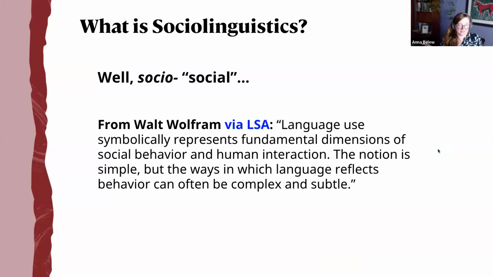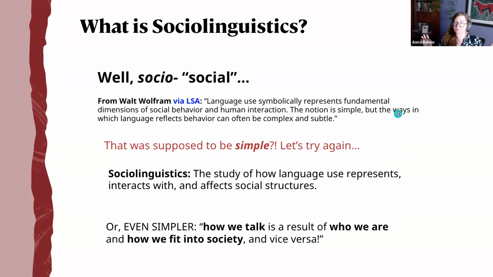So let's start with what exactly are we even talking about today? Well, we can get some clues from the term sociolinguistics itself. We know we've been talking about linguistics, so what's this socio part? Well, that means social. And so the eminent sociolinguist Walt Wolfram offered the following definition. Language use symbolically represents fundamental distinctions of social behavior and human interaction. The notion is simple, but the ways in which language reflects behavior can often be complex and subtle. Okay, that wasn't very simple after all.